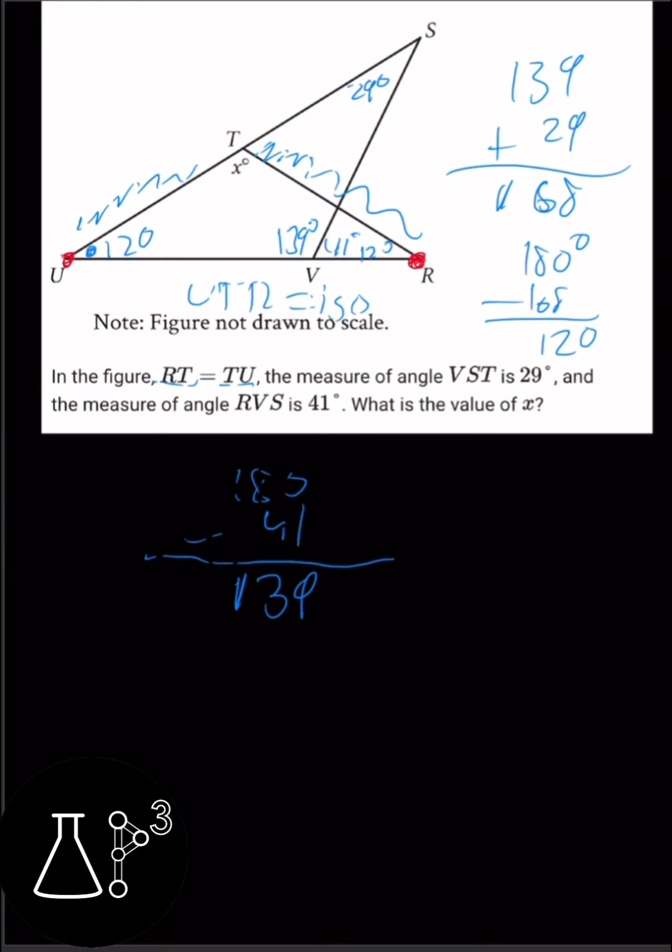And to look for X, all I have to do is see that UTR is a triangle and T is an obtuse angle, so I can add both U and R, subtract that from 180, and then I'm able to get X. So if I do 12 plus 12, I get 24. So to look for my angle measure X, X is going to equal 180 minus 24, which is going to equal 156, and that's going to be my answer.